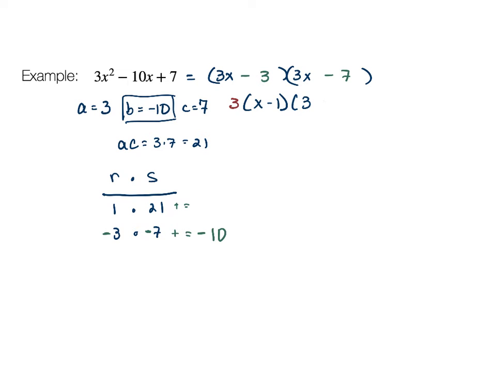3x minus 7. And then just cross out that GCF. And there's the factorization: x minus 1, 3x minus 7. And you can check this. x times 3x gives me the 3x squared. Negative 1 times negative 7, the last term, multiplies to give you the last term, 7. And then this outside, negative 7x and negative 3x, add up to the negative 10 in the middle.